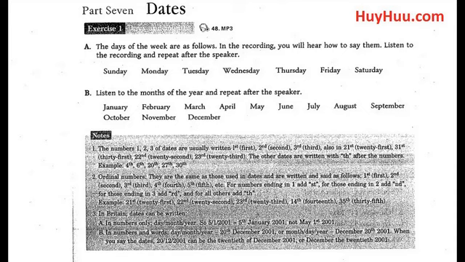3. In Britain, dates can be written A. In numbers only: day, month, year. So 5/1/2001 equals 5th of January 2001, not May the 1st, 2001.